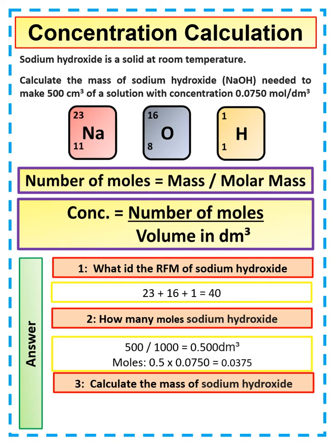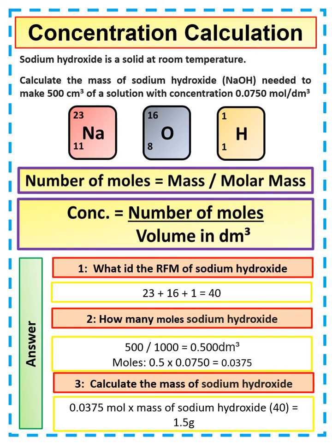Right, finally, we can calculate the mass of sodium hydroxide just by going, so we know that we've got 0.0375 moles, right, because we worked that out there. We know that the relative formula mass, so the mass of 1 mole of sodium hydroxide is 40, because we worked that out there. So all we're doing is the number of moles times by the mass of 1 mole of sodium hydroxide, which will give us a final answer of 1.5 grams. You follow these few simple steps, you should pretty much get these questions that look like this right every time.